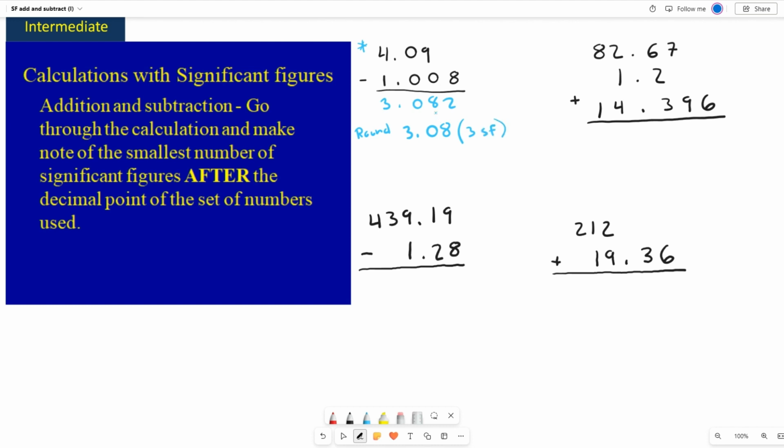And if we wanted to write this in scientific notation, it would be 3.08 times 10 to the 0. And again, all 3 of the numbers out in front of the multiplier are significant, and our number out in front of the multiplier is between the size of 1 and 10. So for the first question, the correct answer with the correct number of significant figures would be 3.08.